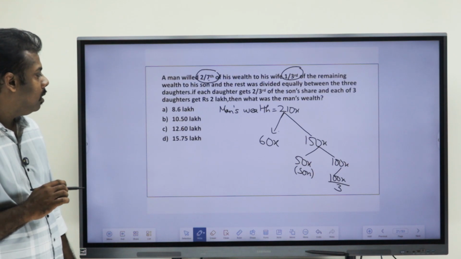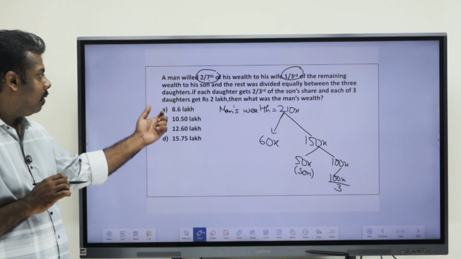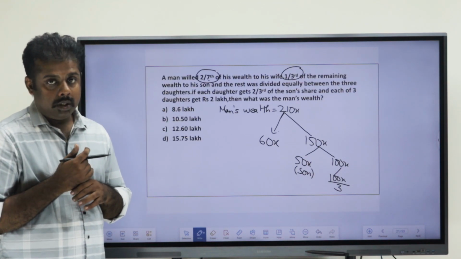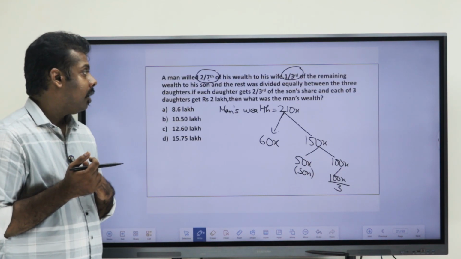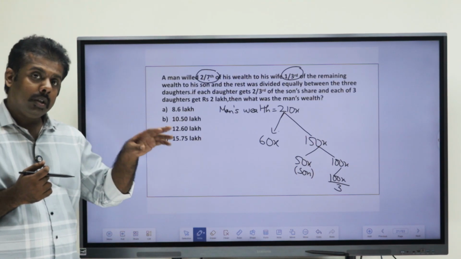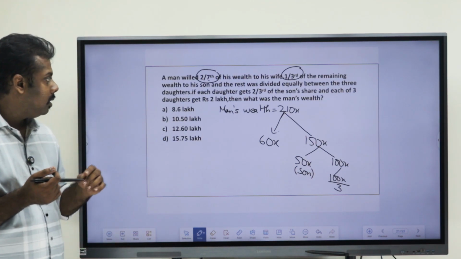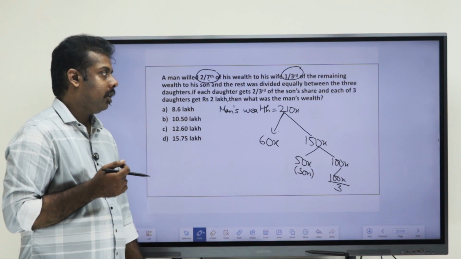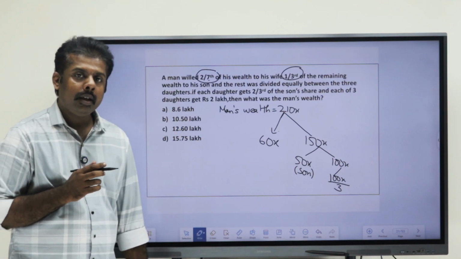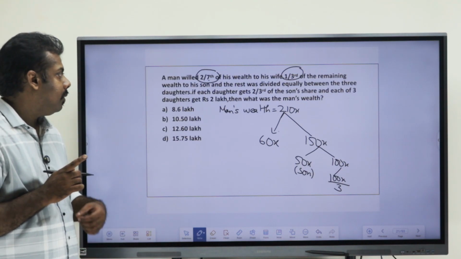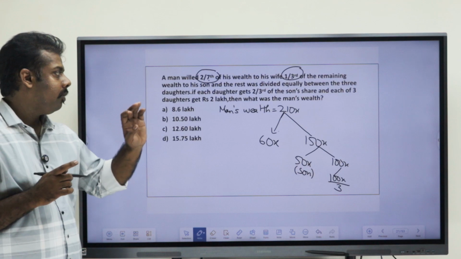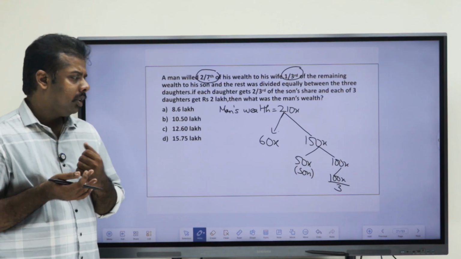Now, what they have told is the condition that each daughter gets 2/3 of the son's share, and each of the three daughters gets rupees 2 lakh. So every daughter is getting 2 lakh, and they have compared it with the son's share as well. From that we have to find the man's wealth. Okay, so this is the easier part.